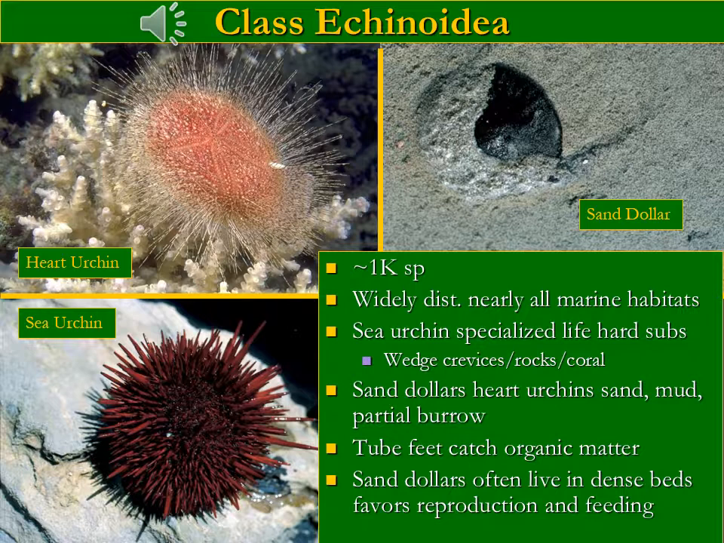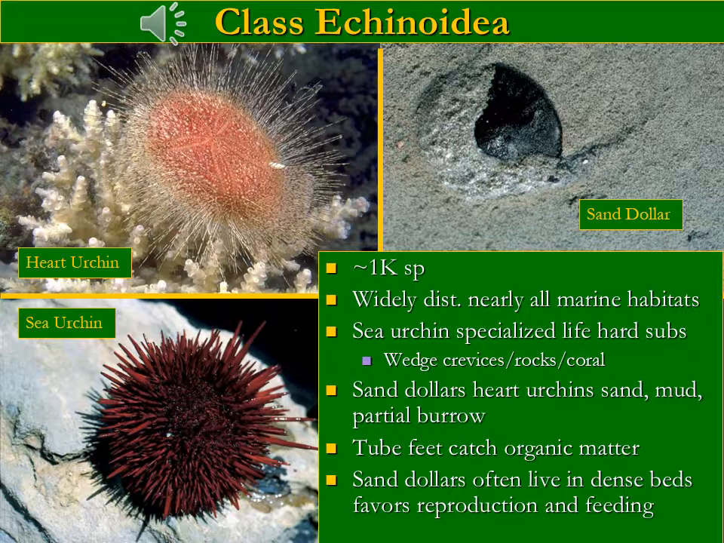But internally, there's quite a few similarities in terms of how the digestive organs are organized, and in terms of how the water vascular system is organized. So in spite of the fact that they look superficially dissimilar, the internal similarities, and of course the genetic material, make them quite similar, so they're in the same class. You can find these things distributed in all different types of marine habitats.